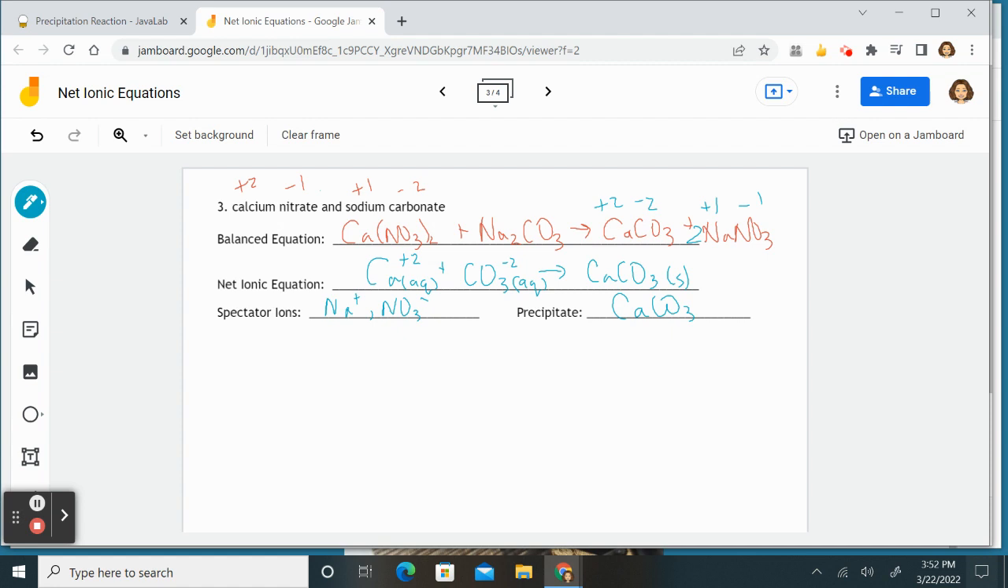Okay. And again, we can determine what our precipitate is from our solubility rules. Remember, if our solubility rules say that it is insoluble, then that equals our precipitate. And that's what we write here for our net ionic equation, okay?